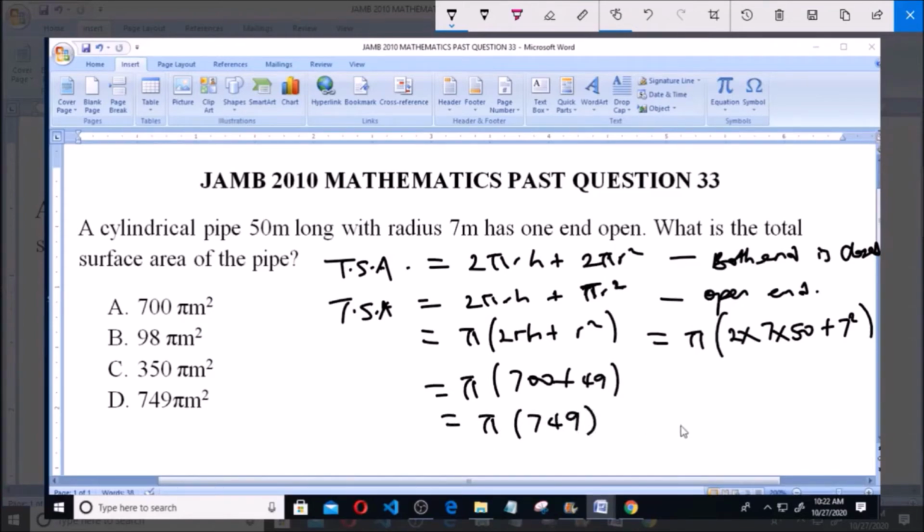Now pi multiplied by 749 will give us 749 pi meter square. So this is the total surface area of this cylindrical pipe with one end open. So 749 pi meter square, which is option D.